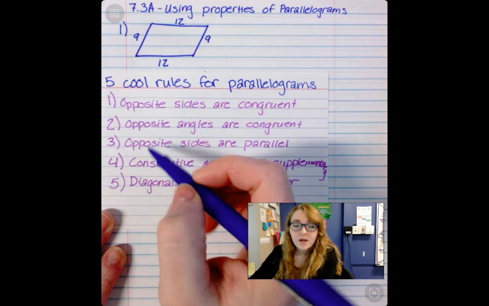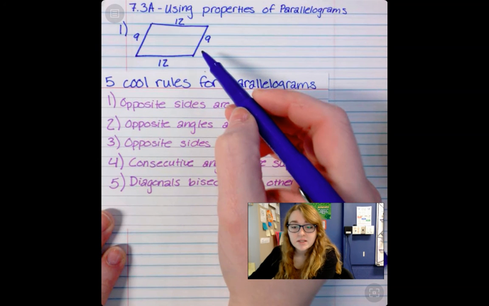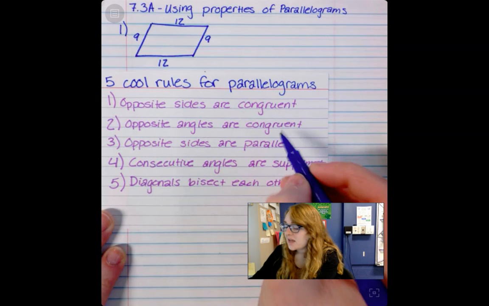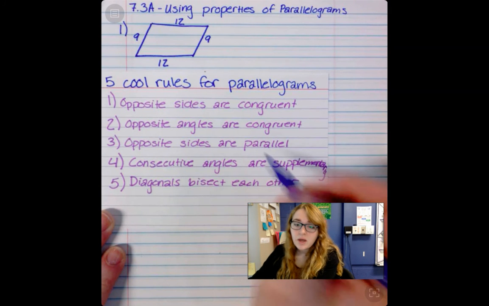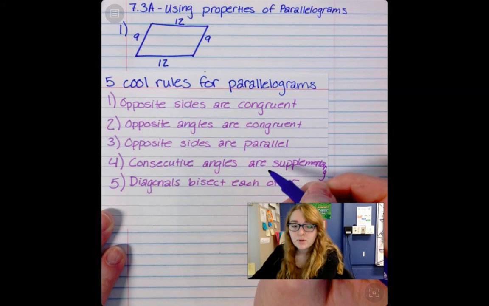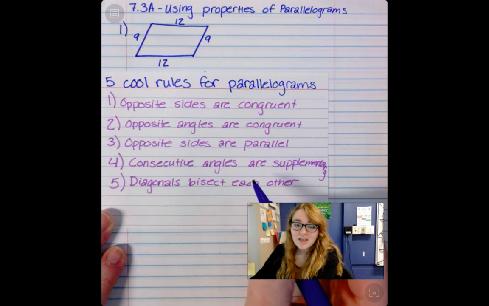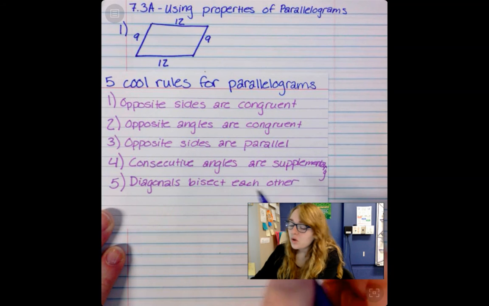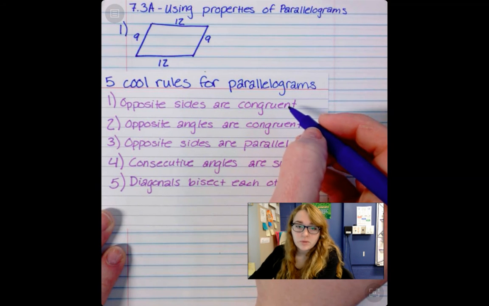Okay, parallelograms follow all 5 of these rules, but the only thing we know about this shape is its side lengths. So we can't say that the opposite sides are parallel because we don't know the slope. Or we couldn't say that the angles are supplementary because we don't have the angle measures. And we can't say that opposite angles are congruent because we don't have the angle measures. And we can't say that diagonals bisect each other because we don't know the diagonal lengths.